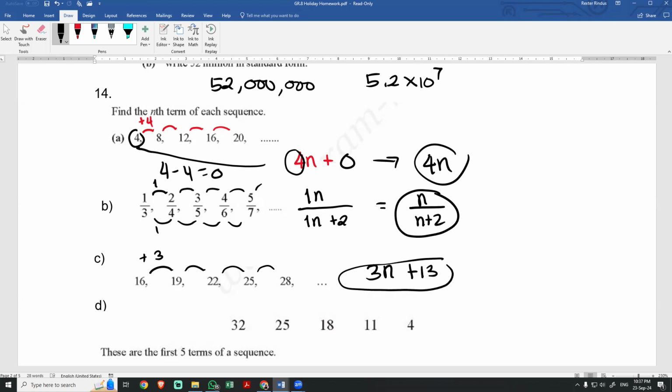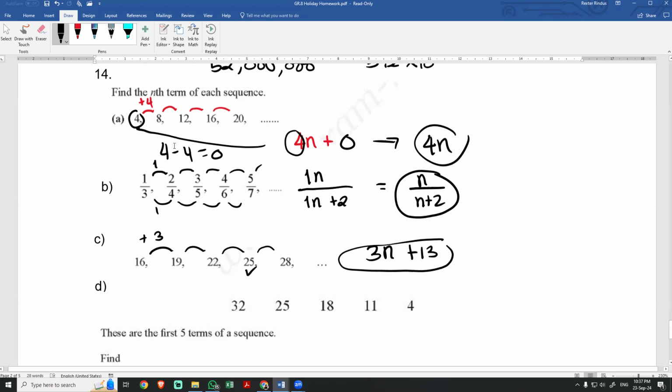So if you want to check if your answer is right, just replace it. 1, 2, 3, 4. Let's try with number 4. 4 times 3 is 12. 12 plus 13 is 25. So our answer is right. That's that particular question.